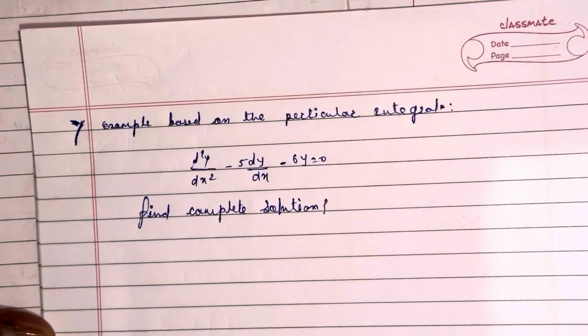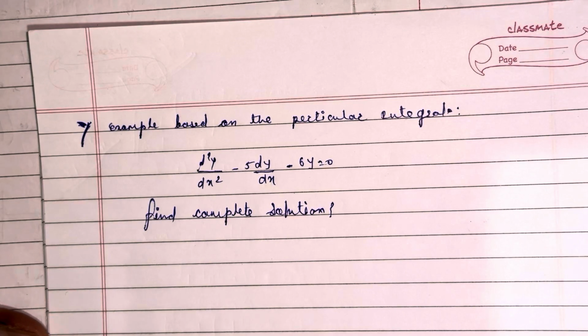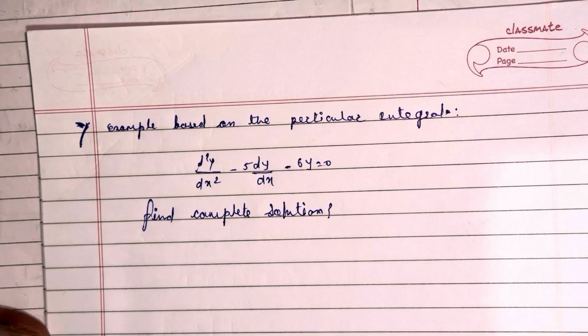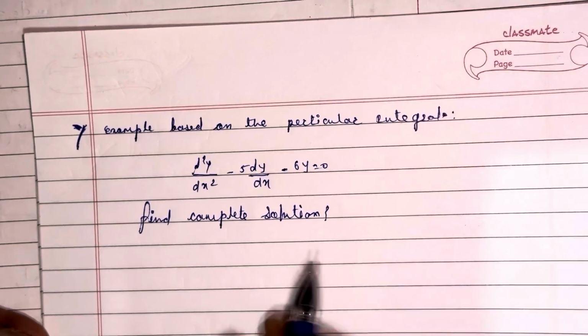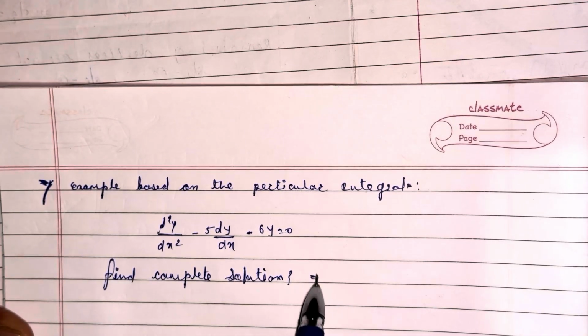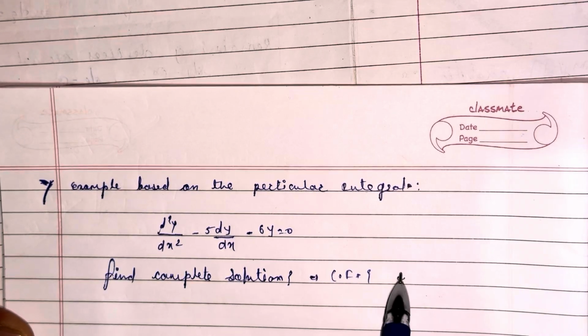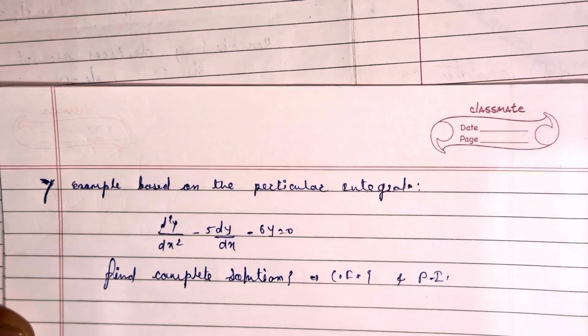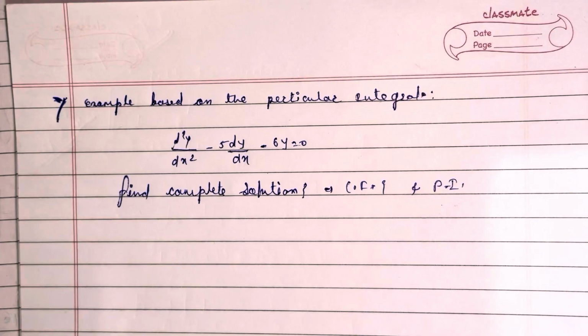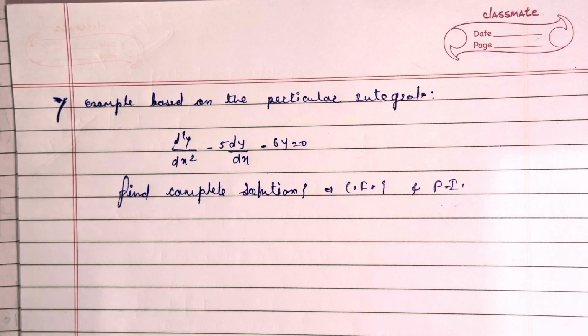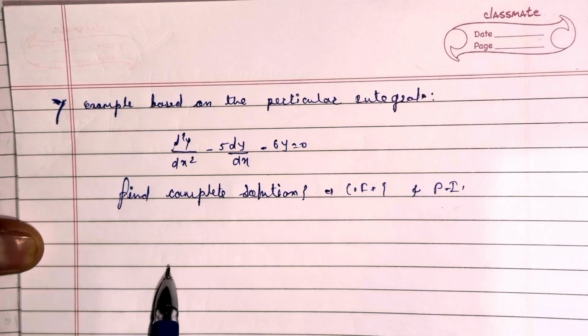As we know, complete solution means complementary function plus particular integral. That means we have to find out the CF. For this we have to find the complementary function and particular integral. We are not able to find the particular integral here, as we don't have a right hand side present, but it is okay. I will explain at the time of the particular integral. Now let's go for finding the complementary function.